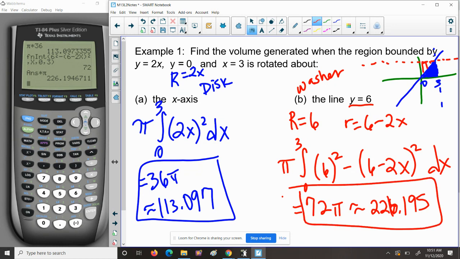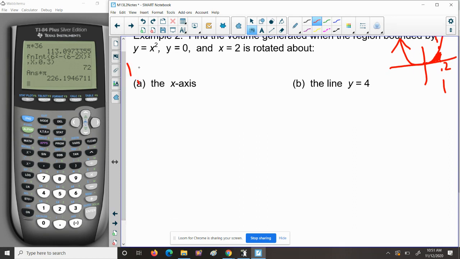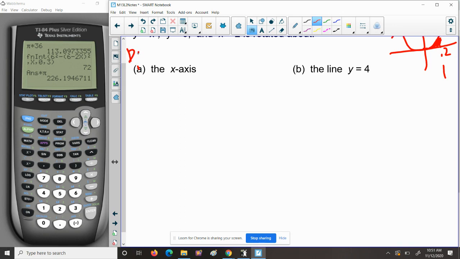Now, let's take a look at one that's a little bit more involved. Now we're looking at the region bounded by y equals x squared. We've got a parabola, the line y equals 0, which is your x-axis again, and the vertical line x equals 2. So we are going around the x-axis to begin with. That's the disk method. We have no empty space.